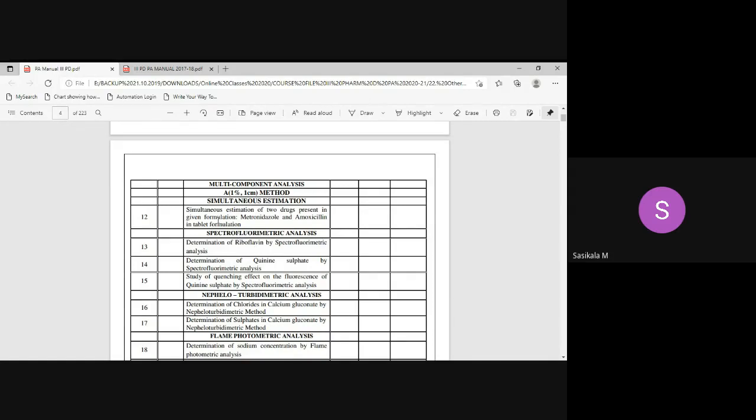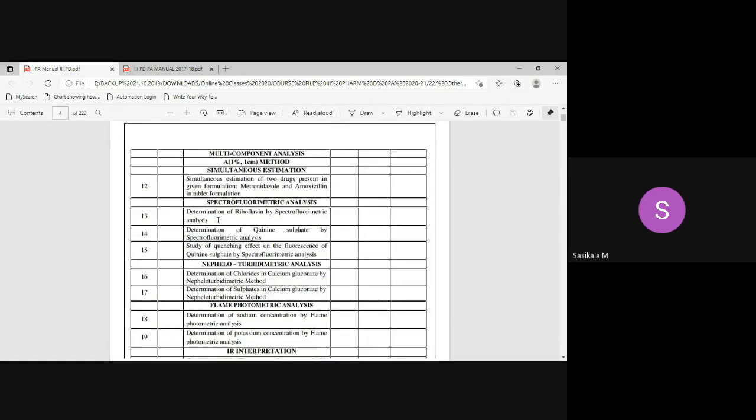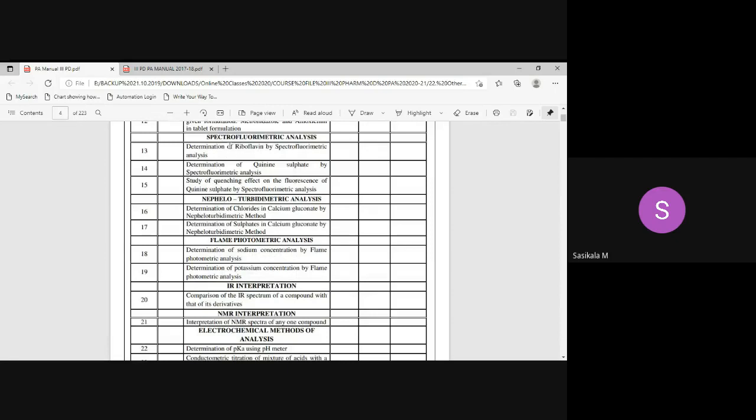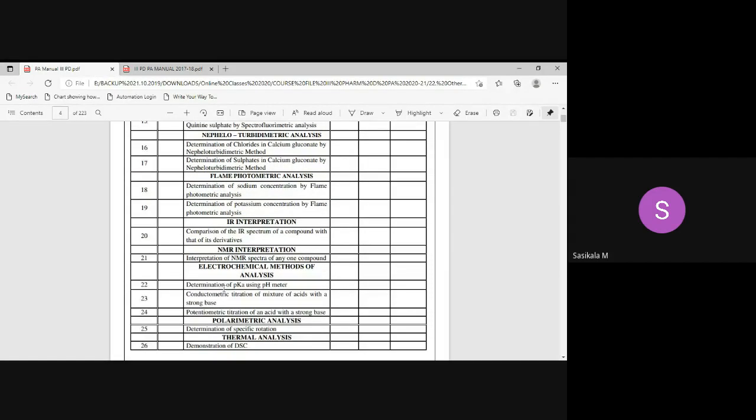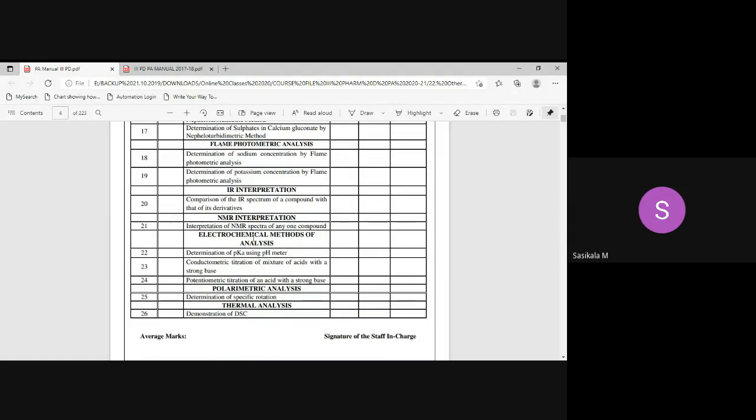Then after UV-visible analysis, spectrofluorimetry will be performed. There are 3 experiments under the spectrofluorimetric method. Then nephelo-turbidimetry 2 experiments, then flame photometry 2 experiments, and IR, NMR interpretations you are going to learn. Then in electrochemical methods of analysis, there are 3 experiments. Then polarimetric analysis 1 experiment, then thermal analysis 1 experiment.